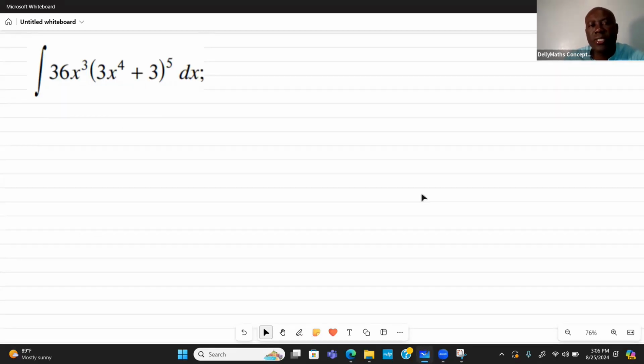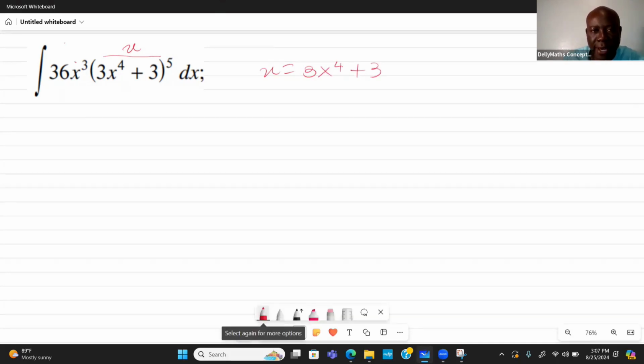So for this question, again, we're going to let the inside function, which is 3x to the fourth plus 3, which is this, we're going to let that equal to u. So u is equal to 3x raised to the fourth plus 3. Let's find du dx. So du dx is going to equal 12, 4 times 3 is 12, x raised to the third, and this is a constant, so that's a 0.